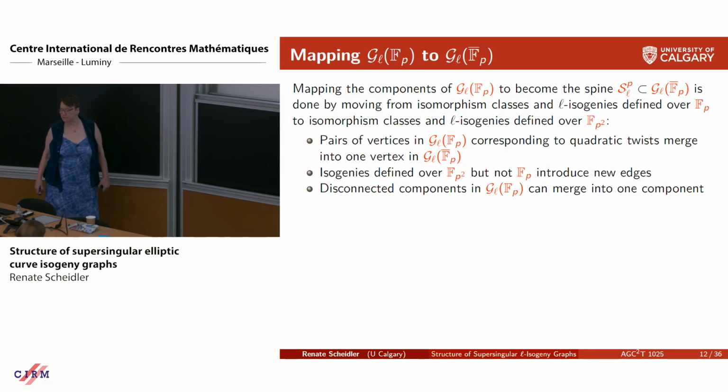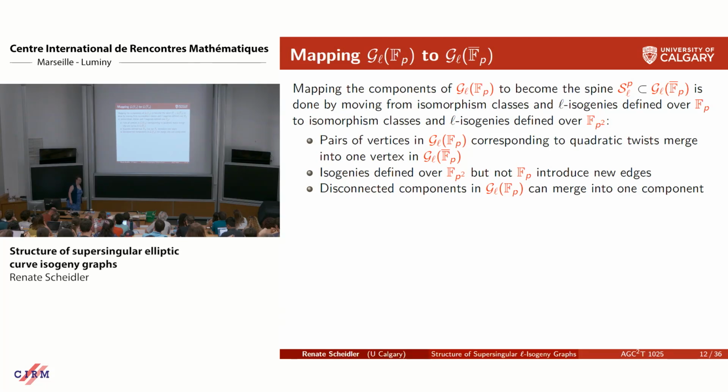As I said before, pairs of vertices in the small graph now get identified because the quadratic twist j-invariants merge to be 1 vertex. Isogenies that are defined over FP squared but not defined over FP introduce new edges. In particular, you might have disconnected components in the FP graph, and they might now be joined by an edge, and they might become connected.